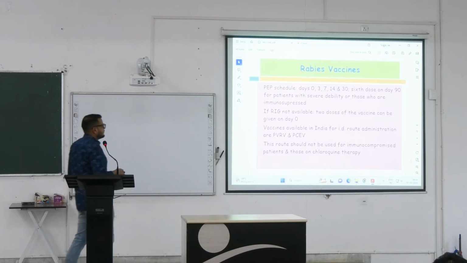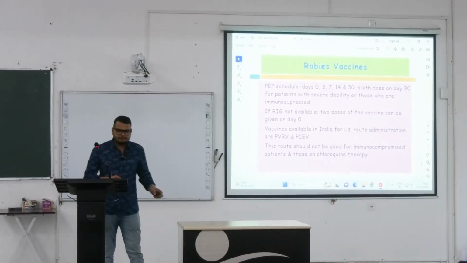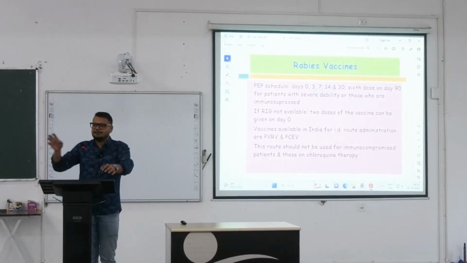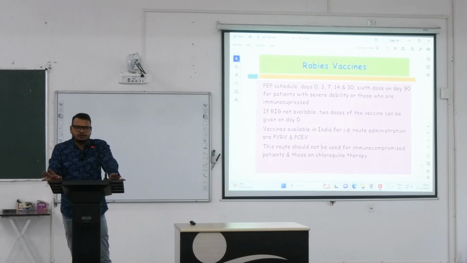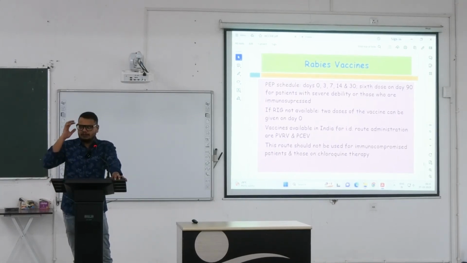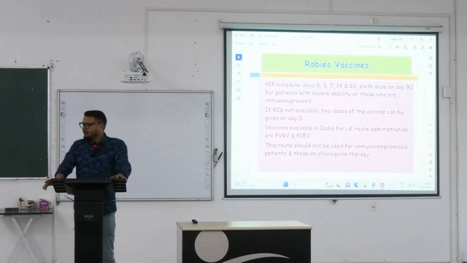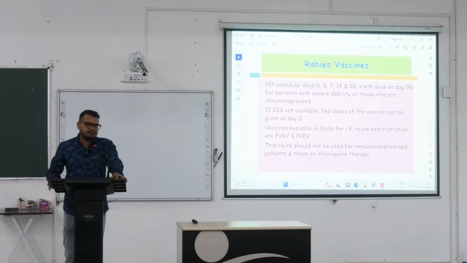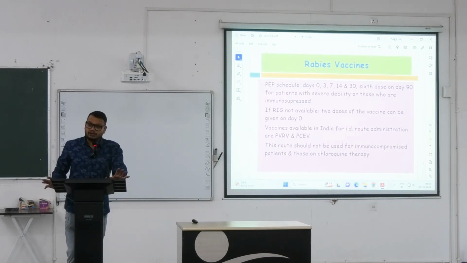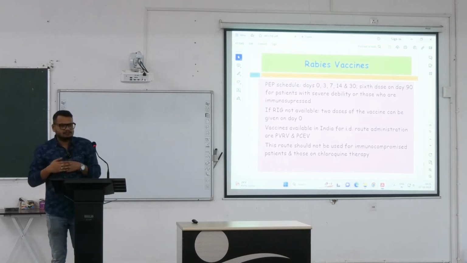So the vaccine schedule starts at 0. 0 means, suppose the dog has bitten today. First you have to see what is the type of the bite. Very, very important. The dog has bitten today, the first thing you have to see is the type of the bite. Is it just a lick with no skin abrasion, or is it a deep bite?